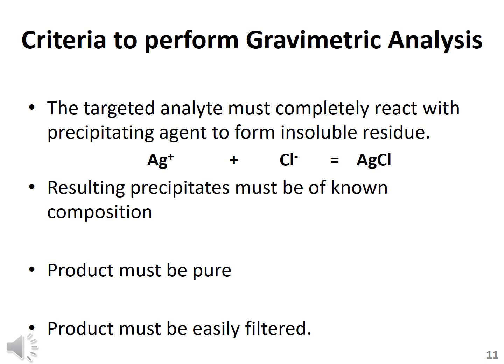And the third important criteria is the product must be pure. No impurities, no contamination should be there with the precipitates. That precipitate must be in the pure form, and that precipitate must be bigger in size and less in number. If they are less in number and they have a bigger size, they will have a less surface area and the precipitate will be more durable in the mother liquor.